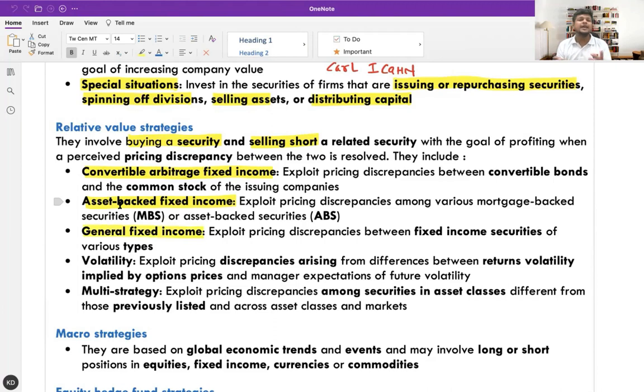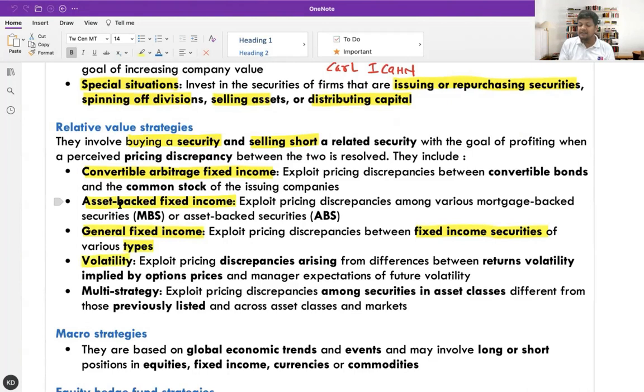General fixed income is very easy. Basically, they are looking out for opportunities between different types of fixed income securities. So they exploit pricing differences or discrepancies between fixed income securities of various types. So let's say they feel that a AAA bond is expected to downgrade. So they may sell that, and a AA bond is expected to upgrade. So they may buy that. Correct?